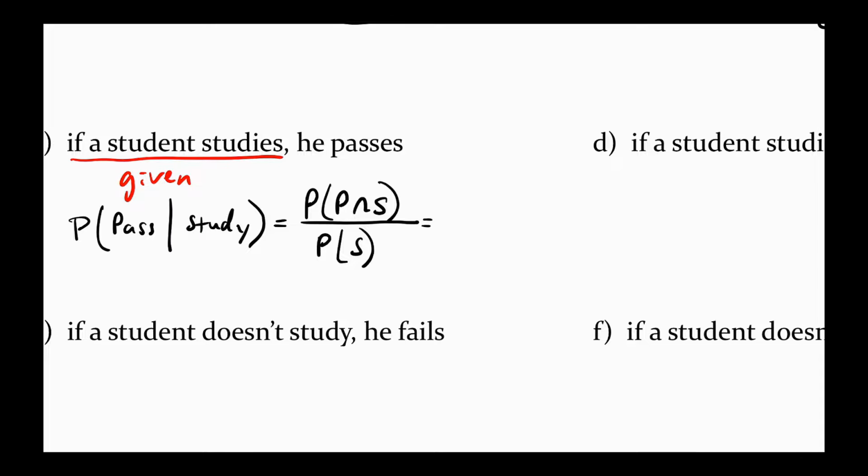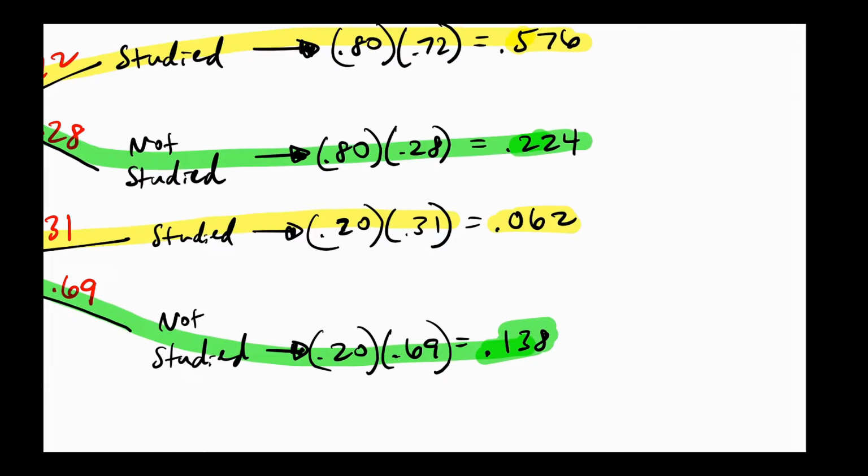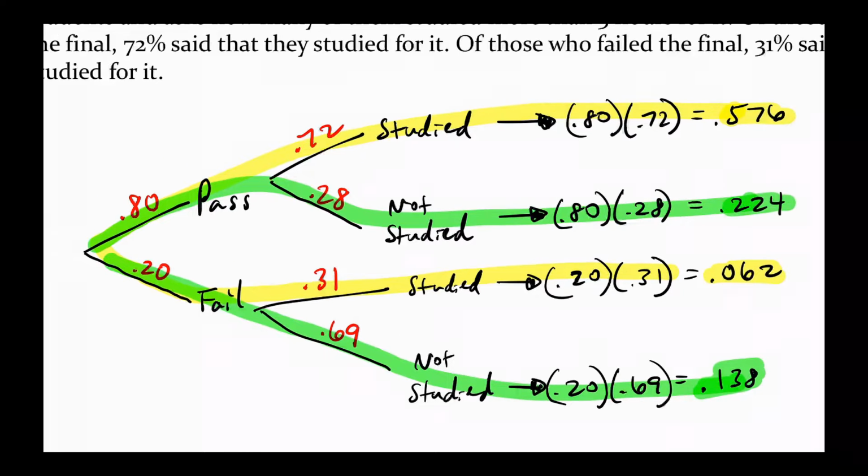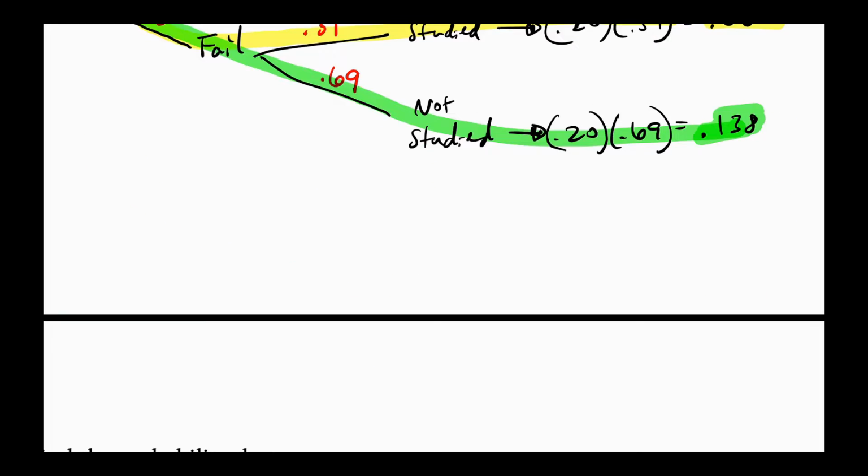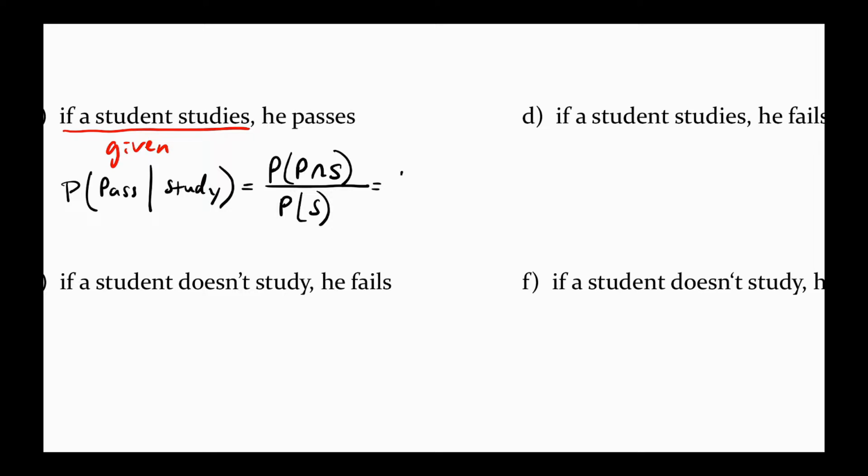So what's the probability of, that's a path, right? Pass and study, that's a path. What was the probability? We already calculated it. Yeah, go find the path, right? The pass and study path is the top one, the top yellow one. Pass and study, 0.576. You can calculate it again, but we did it, so we don't need to calculate it twice. 0.576.